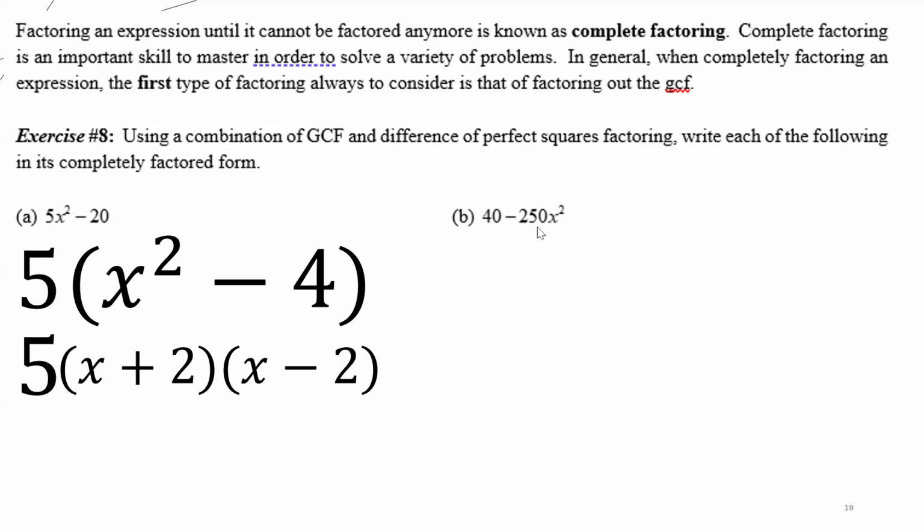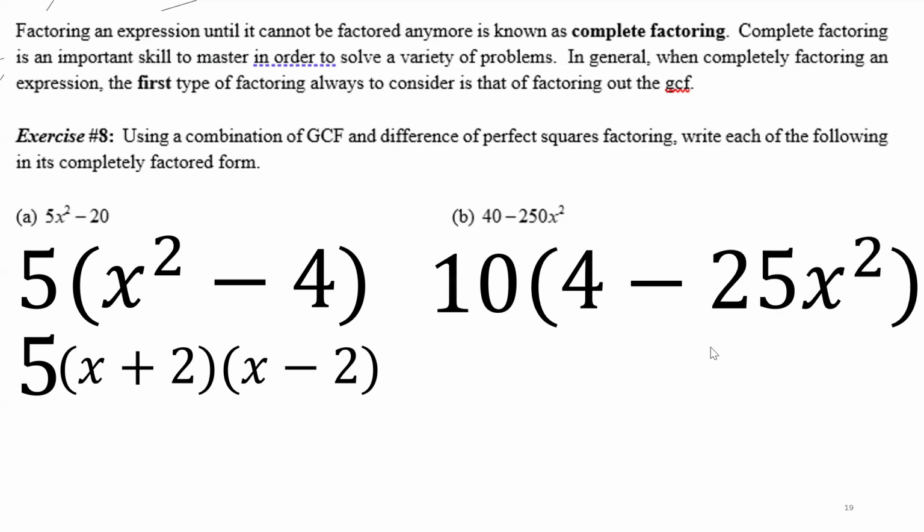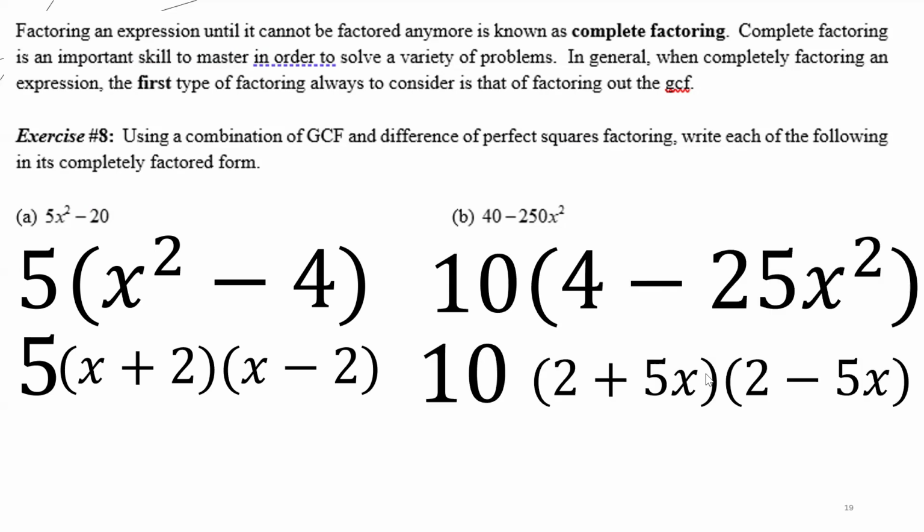40 minus 250x squared. Boy, that looks like a difference of perfect squares. What do I got to do? Ooh, I got to take out a 10. Oh, look, there it is. It's in disguise. Factor it. You get 2 plus 5x, 2 minus 5x.